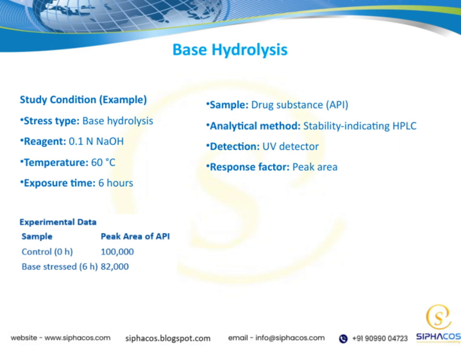The response factor here is based on the peak area, meaning the area under the chromatographic peak correlates directly to the amount of API present. Now, focusing on the study conditions, we applied stress testing through base hydrolysis. Specifically, we used 0.1 NaOH as the reagent, and the sample was heated to 60 degrees Celsius for 6 hours.